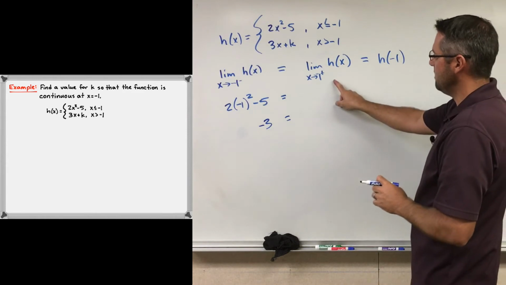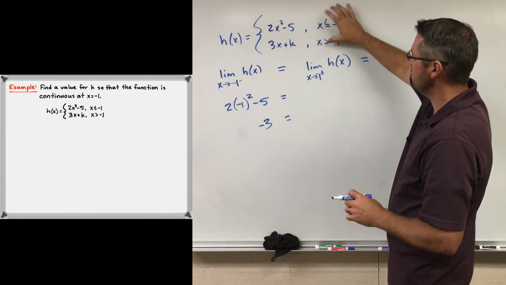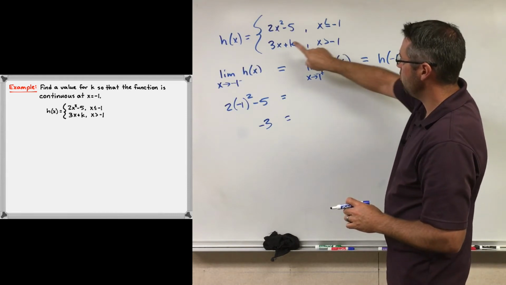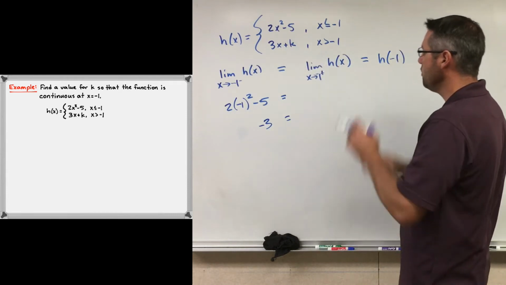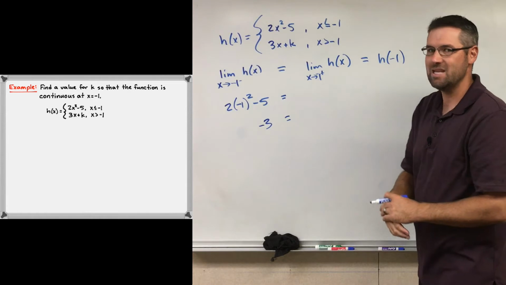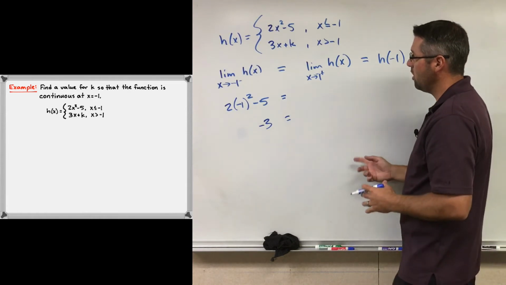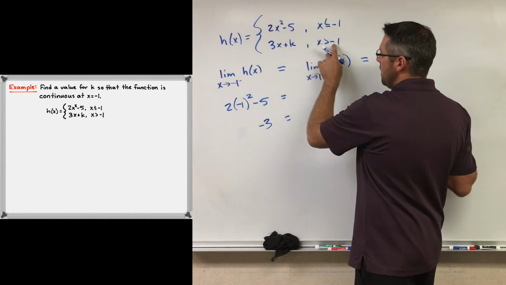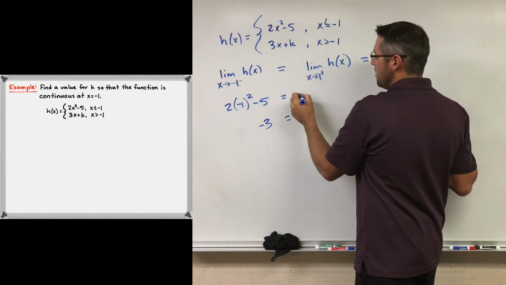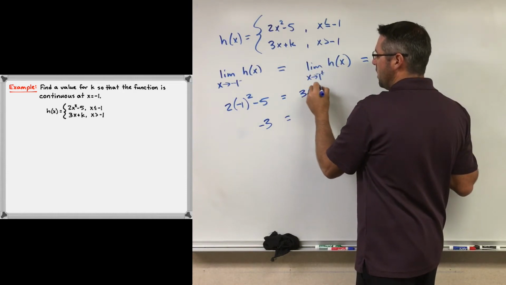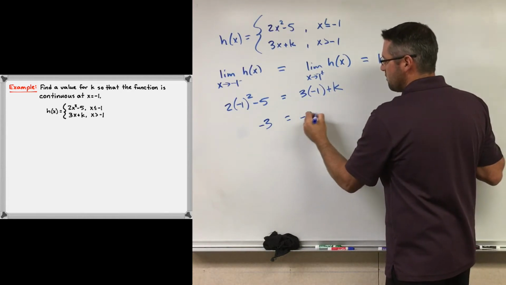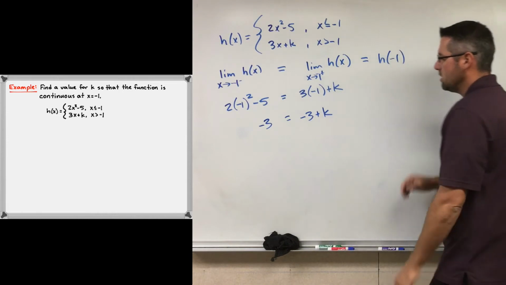Our right-hand limit, notice this is inequalities here. It's not just equal and not equal. For the right-hand limit at -1, we're going to use the bottom function. Oh no, there's two variables there. It's not that big of a deal because when we're taking limits, we know what the x value is. We're trying to approach x equals -1, so we're going to plug that in. 3 times -1 plus k. And so we simplify this, we get -3 plus k there.